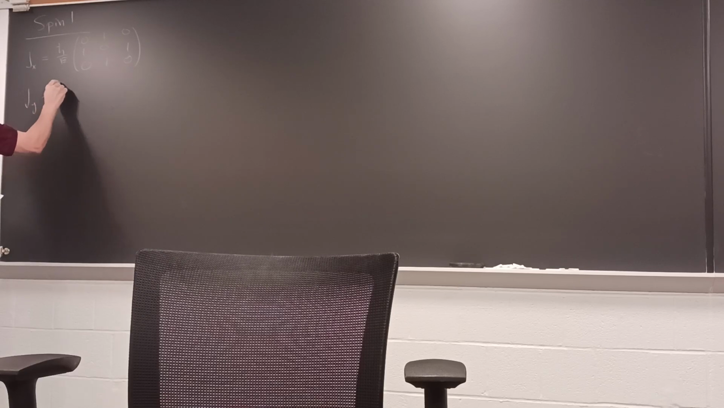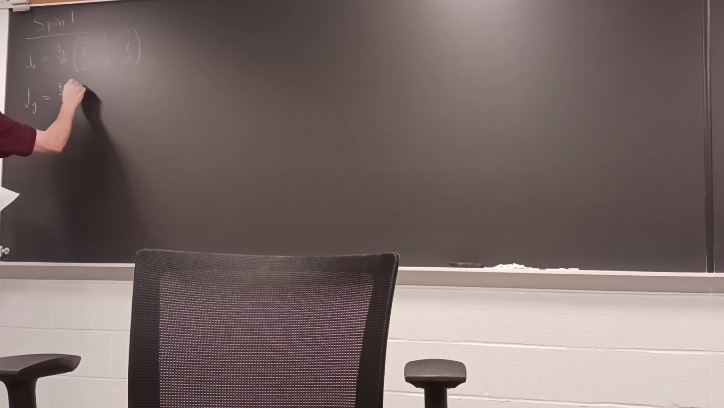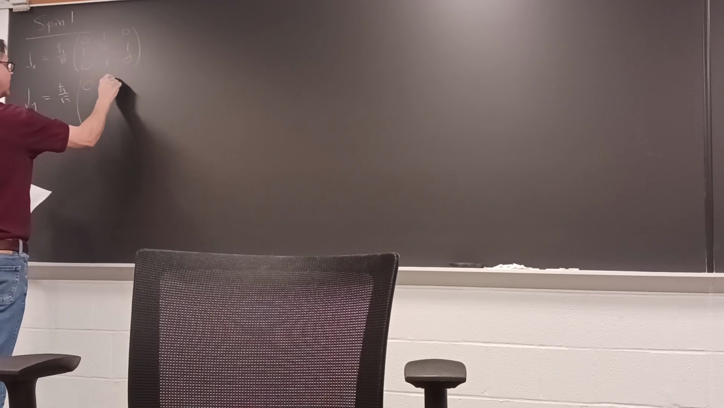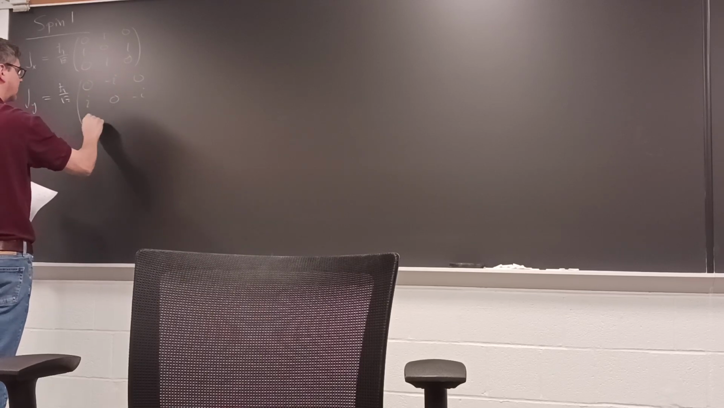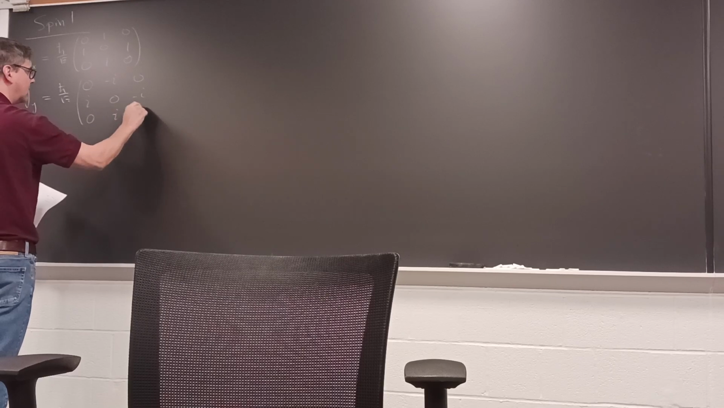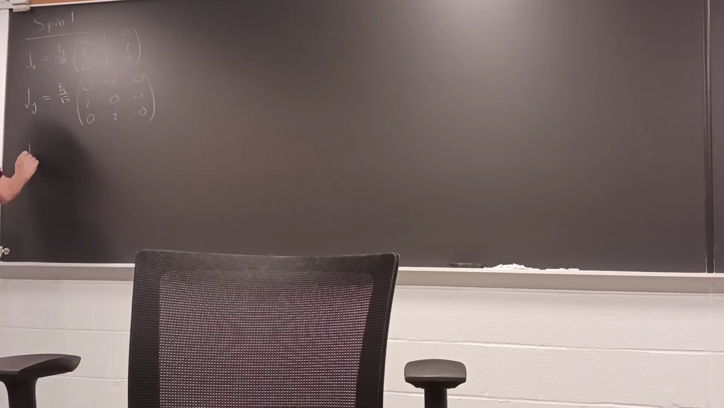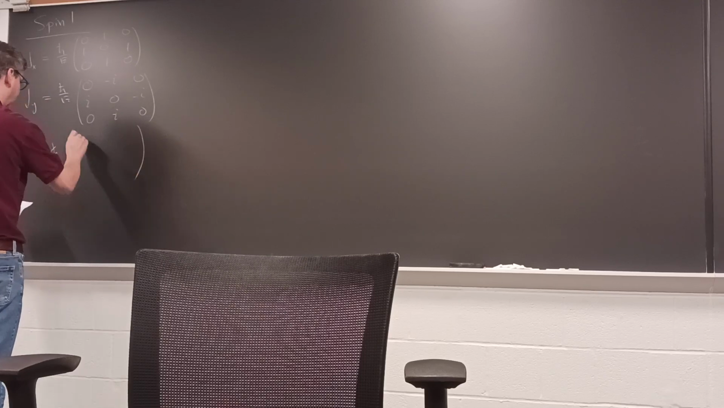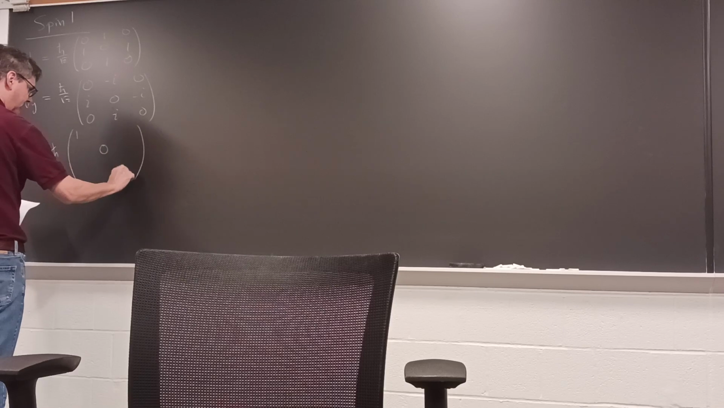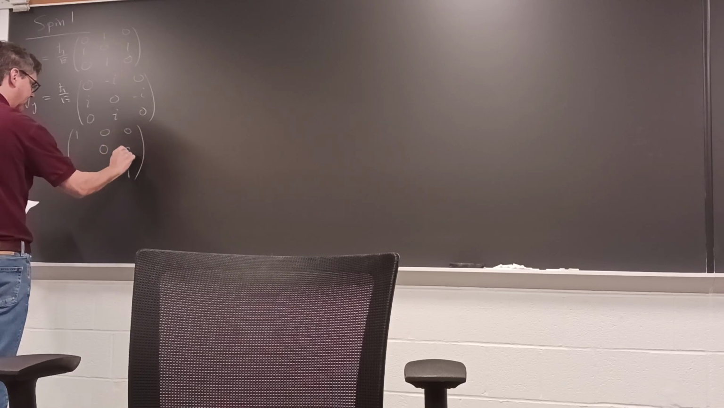We have Jy, which is again h bar over the square root of 2, and this time we have some i's. And then we have Jz, which was h bar without the factor of square root of 2, and it's just 1, 0, minus 1, with zeros everywhere else.